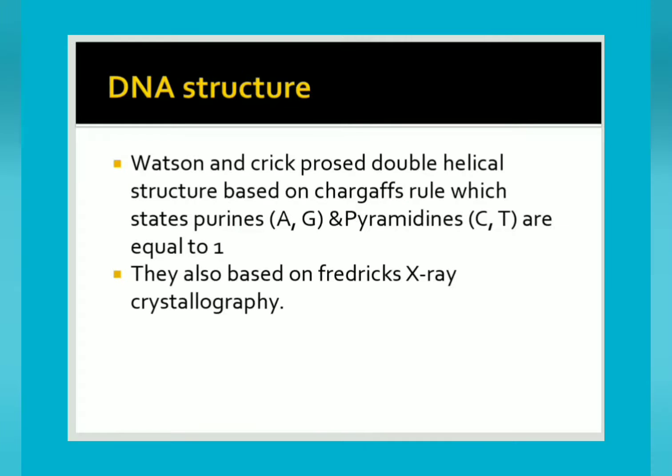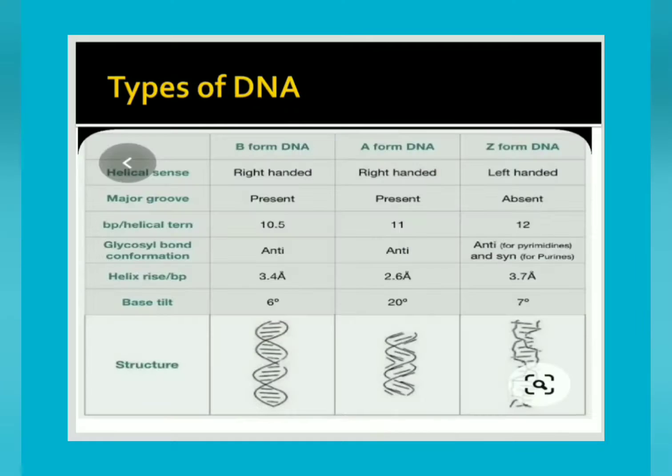So we know Watson and Crick proposed the double helical structure based on two things: Chargaff's rule as well as X-ray crystallography. Chargaff's rule states that purines, those are A, G, adenine, guanine, and pyrimidines C, T, are equal, the ratio is 1.